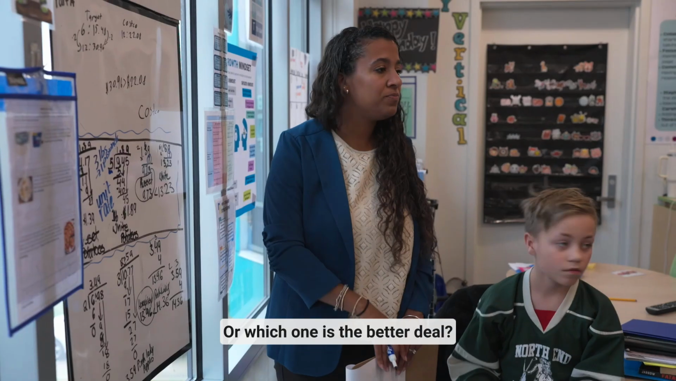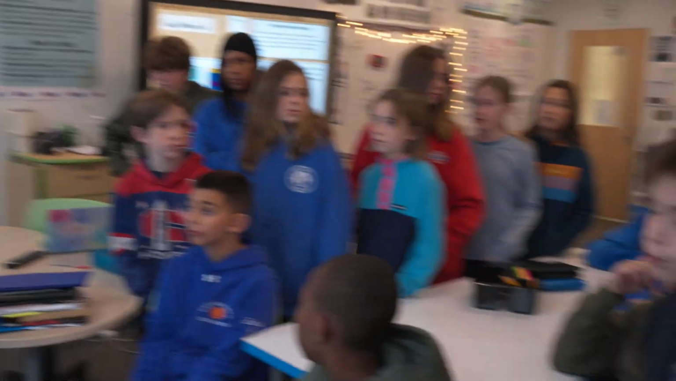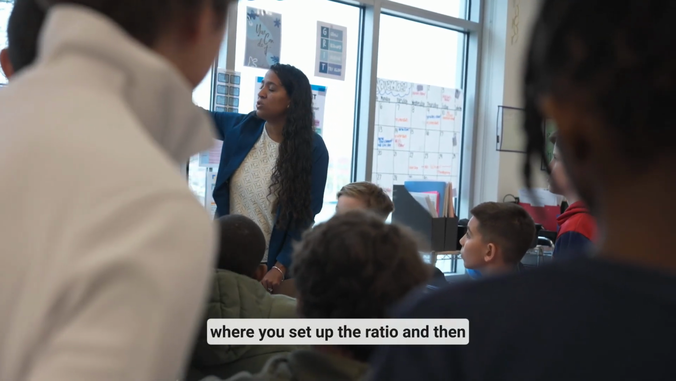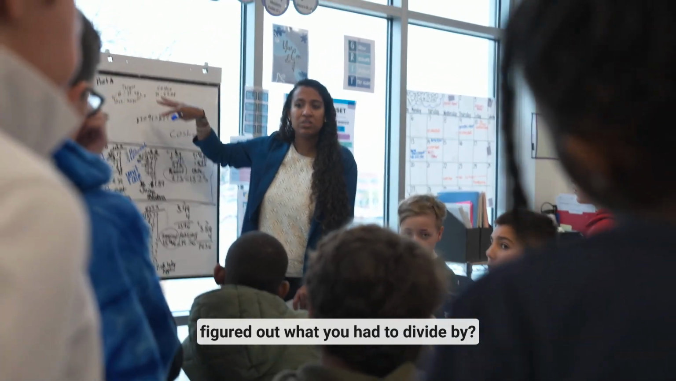Did anyone have a strategy different than this group strategy when they found the cost for the russet potatoes? Or which one is the better deal? Did any group have a different strategy? Did anyone set up ratios kind of like this, where you set up the ratio and then figured out what you have to divide by?